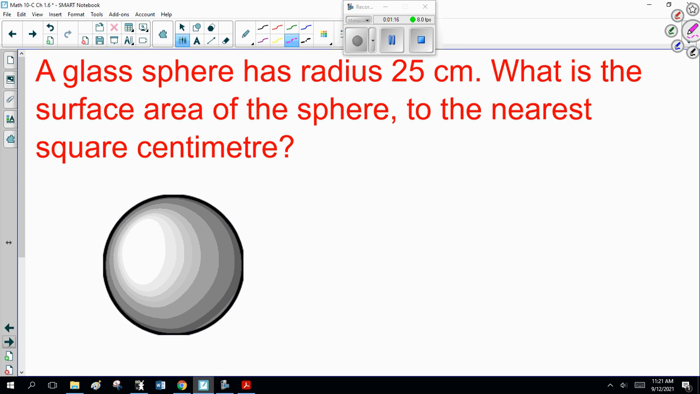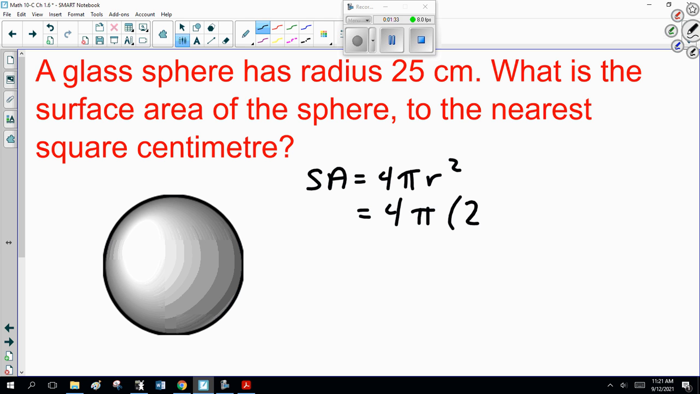So, a glass sphere, or marble, has a radius of 25 centimeters. What's the surface area of the sphere to the nearest square centimeter? Well, surface area is 4πr². 4 times pi times the radius, 25 centimeters.